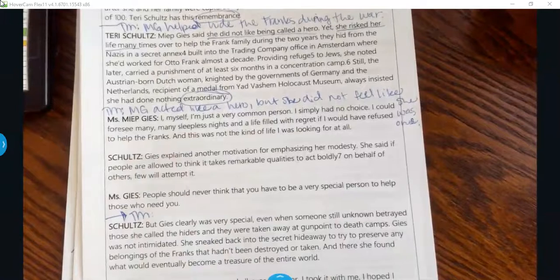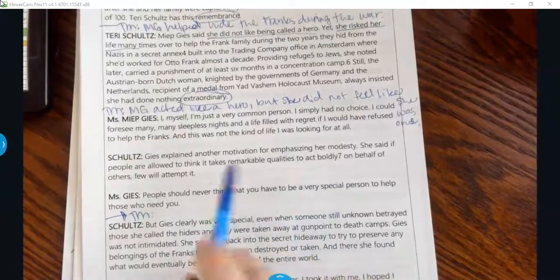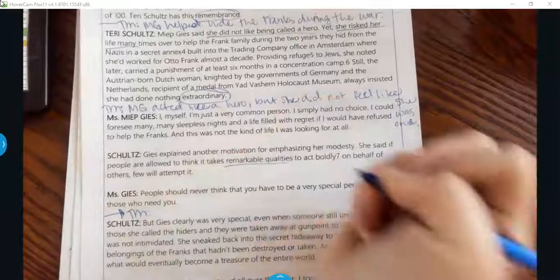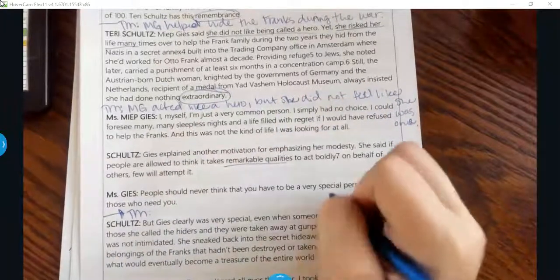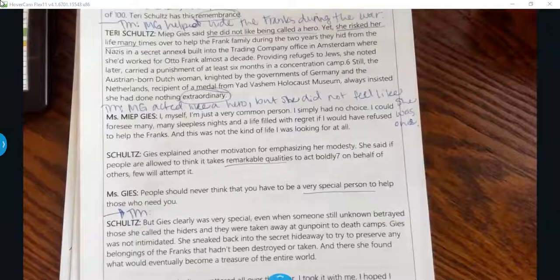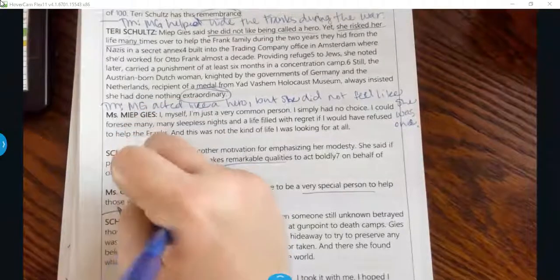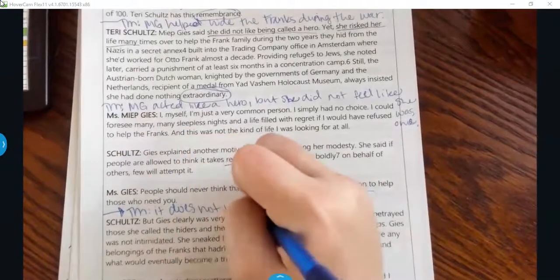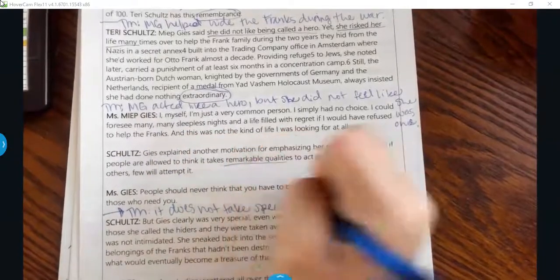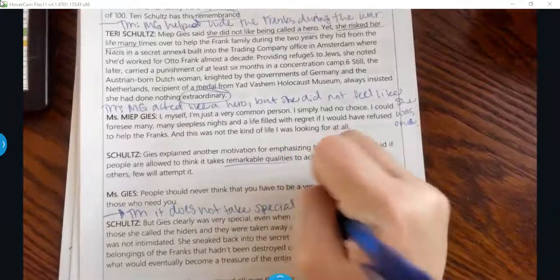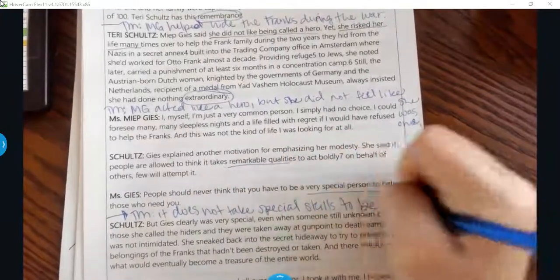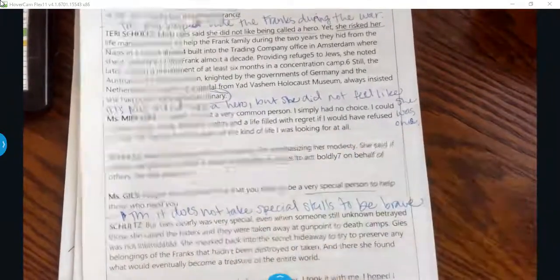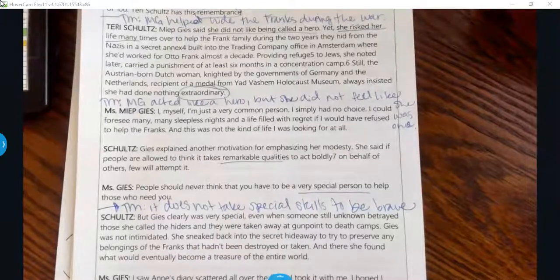Pause right here. So as we're reading, I was noticing some really important things. I noticed that she says it does not take remarkable qualities to act boldly, that you don't have to be a very special person to help others in need. And so what the author is teaching me right here is it does not take special skills to be brave. Okay, let's keep reading.